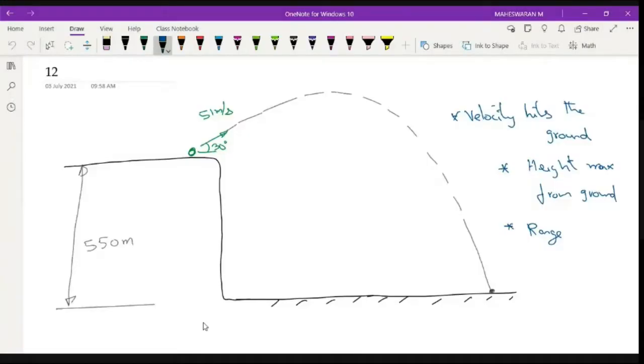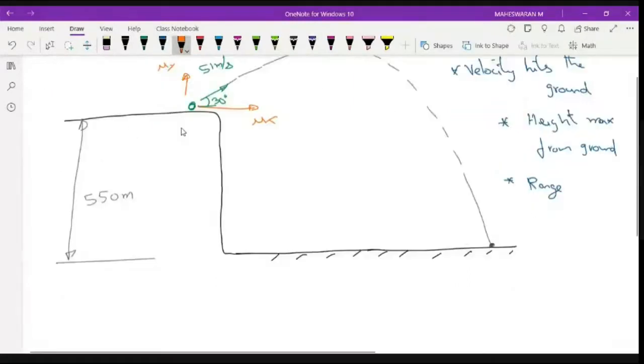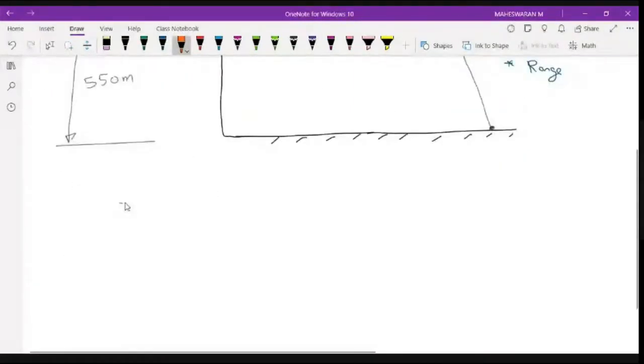So you have a bullet which is fired. The angle of the bullet is around 30 degrees. You are asked to identify the velocity with which it hits the ground, what range it covers, and what maximum height it achieves. These are the three problems. As usual, let us solve this. We will consider this as ux and this as uy. Let us identify what my ux and uy are.